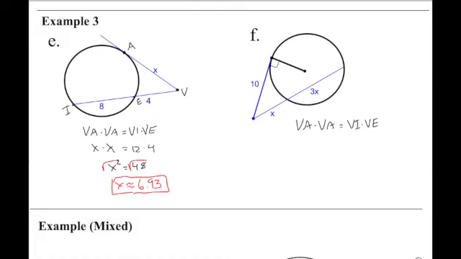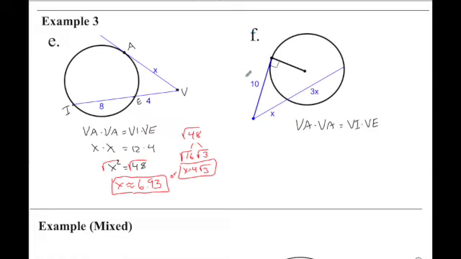We could also put this in simplest radical form if you remember how to do that. The square root of 48 can be broken down into the perfect square 16 times 3, and those can be done separately. Square root of 16 is 4, and the square root of 3 does not simplify. So x equals 4 root 3 is another way to express this answer.